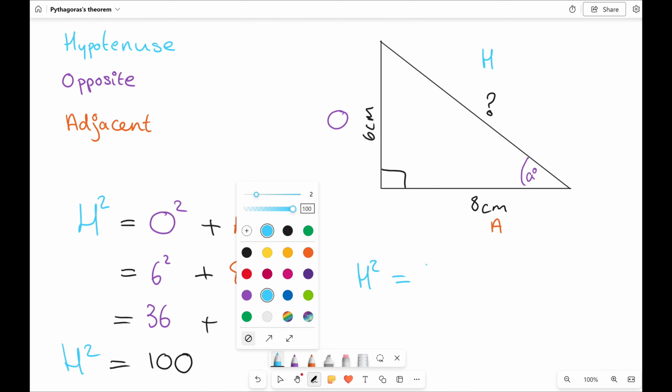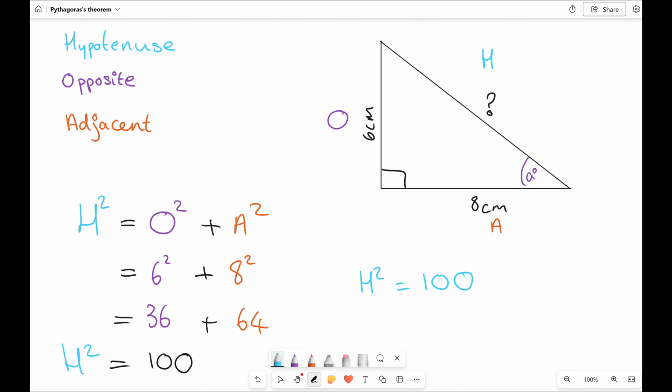H squared is equal to 100, but we need h for this line, so you square root it on both sides. The square root of 100, and luckily we can do that in our head, is 10. So this missing length here is 10 centimeters. This can't be 10 meters because if you take a ruler, 6 centimeters and 8 centimeters, you can't fit 10 meters in between. So yeah, that is how you do Pythagoras theorem.